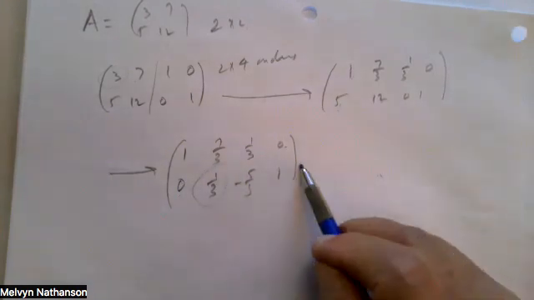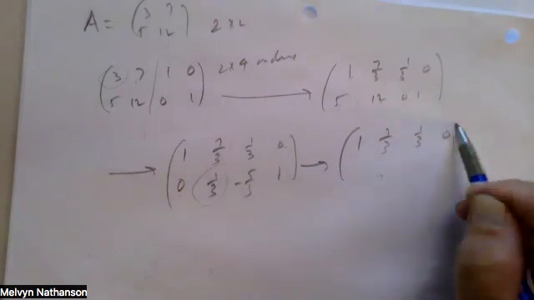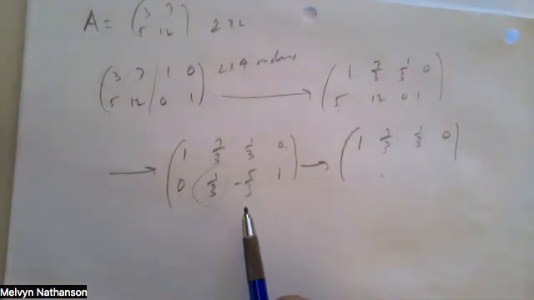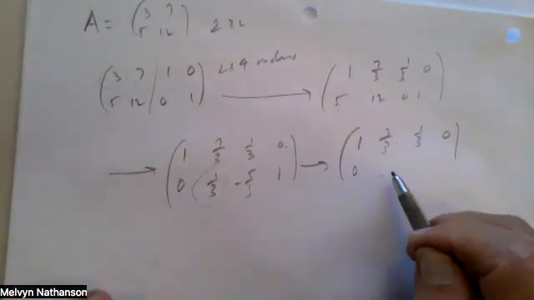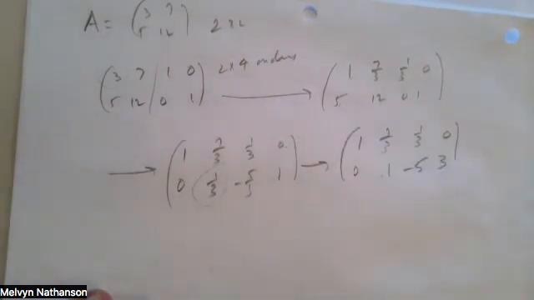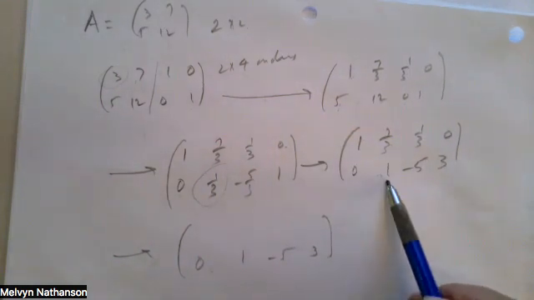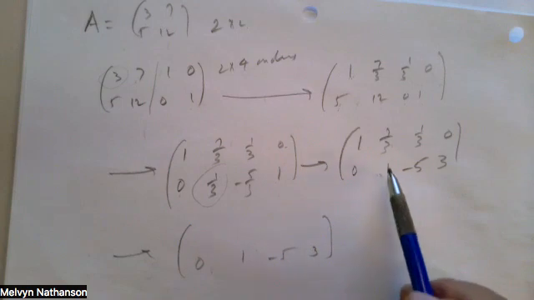So I got a 0 here by subtracting 5 times the first row from the second row. Then I want to get a 0 there. So I'm not changing the first row here, but I multiply the second row by 3. I get 0, 1, minus 5, 3. And then I want to get a 0 here in the column with this 1. This is 0, 1, minus 5, 3. And I take the first row minus 7/3 times the second row.